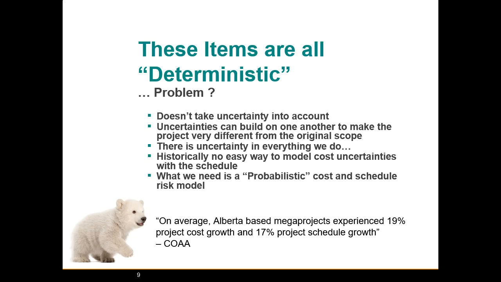I can't tell you exactly how long it's going to take me to get to work, but I can tell you that it's going to take me exactly 18 months and $1.2 billion to build this mega project in the middle of nowhere. So, we have to be realistic that there's uncertainty everywhere. And there hasn't really been an easy way for us to build a model that takes into account uncertainties with both the cost and schedule models. We know that cost and schedule are intrinsically linked, but in the past, we've really had no way to build a probabilistic cost and schedule model together.